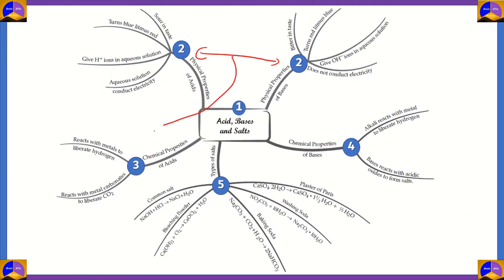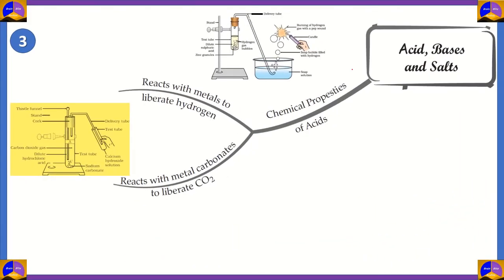Now let's jump right into chemical properties. First up, we have the acids. When we're looking at chemical properties of acids, we look at certain reactions, and the first reaction is with a metal. When an acid reacts with a metal, you essentially get the salt of that acid and hydrogen.